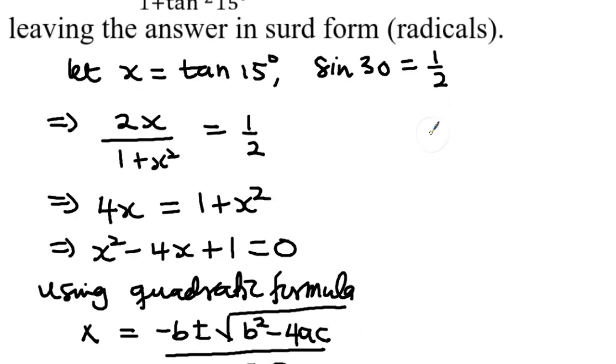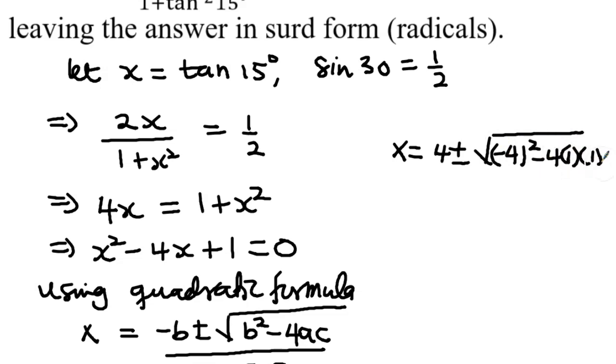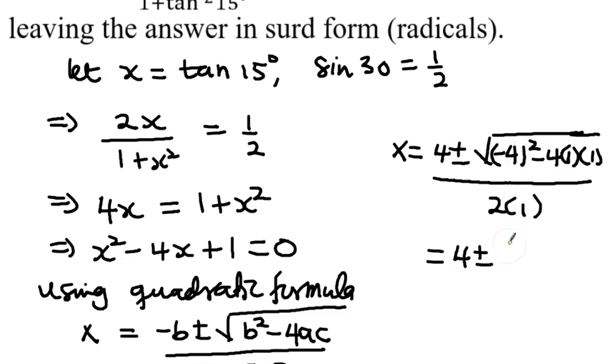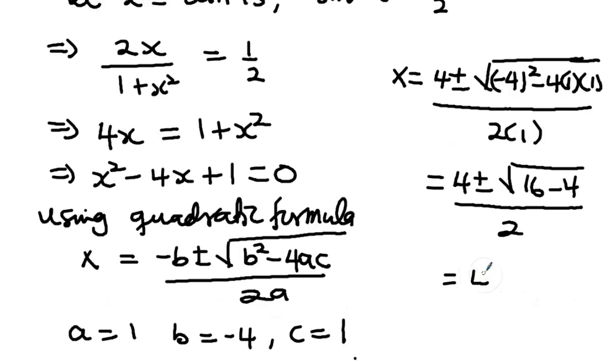So substituting them in the formula, we have x is equal to, so b is minus 4, so minus minus will be 4, plus or minus square root of minus 4 squared minus 4 times a is 1, and then c is also 1, over 2 times 1. So this is equal to 4 plus or minus 4 squared is 16, so we have 16 minus 4 over 2. So we have 4 plus or minus 16 minus 4 is equal to 12, and then over 2.